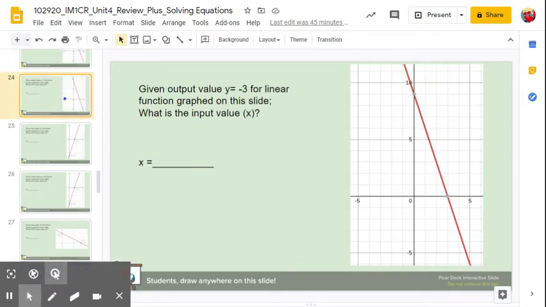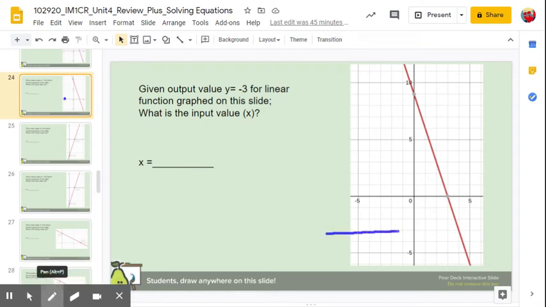All right, the next one says given the output value is y equals -3, what's the input value? So now remember our horizontal lines, y equals the horizontal line. So think about that. So y equals -3 is this line here. Going across, going across, going across. And boom, you see how it intersects the line right there? So that's when the output value is -3 on this linear function, right?